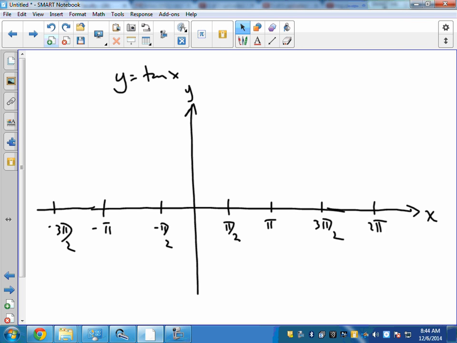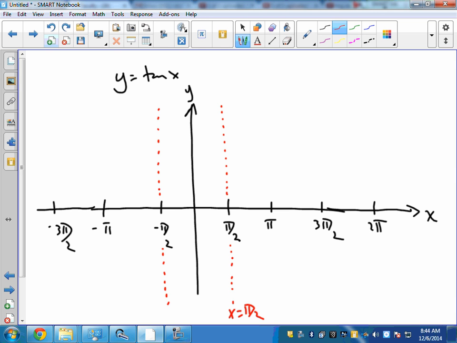The tangent, remember, we said was undefined at certain values. So the tangent was undefined at x equal to pi/2. That was the top of the circle. Undefined at the bottom of the circle. If you go, here's your unit circle, there's the top, there's the bottom. Bottom could be at 3 pi/2, so undefined there. These all turn into vertical asymptotes in the graph.